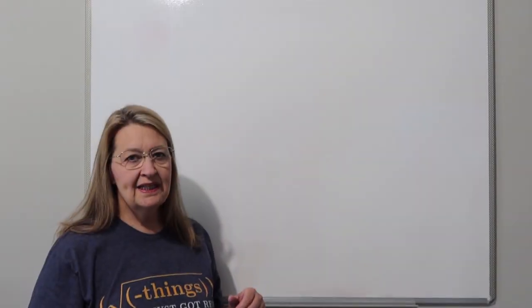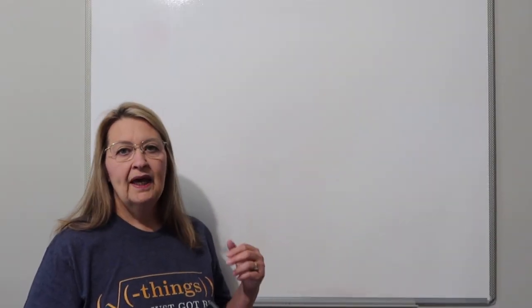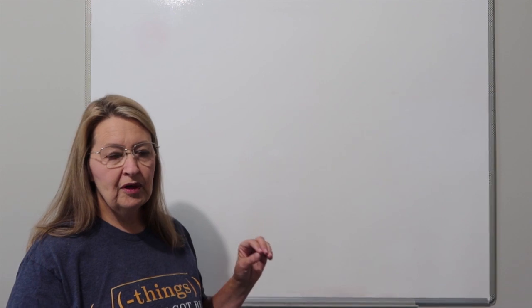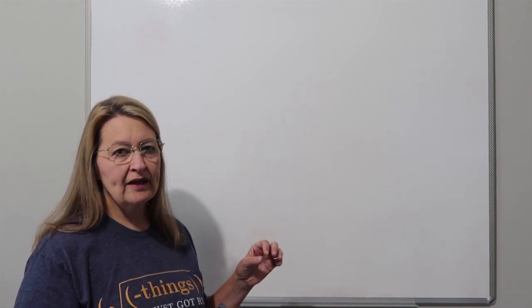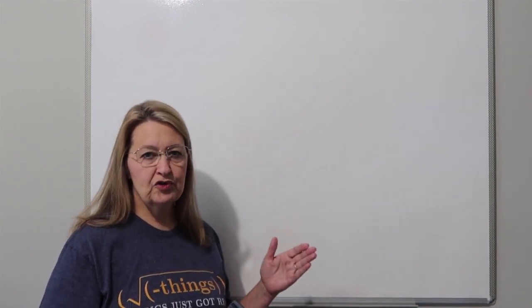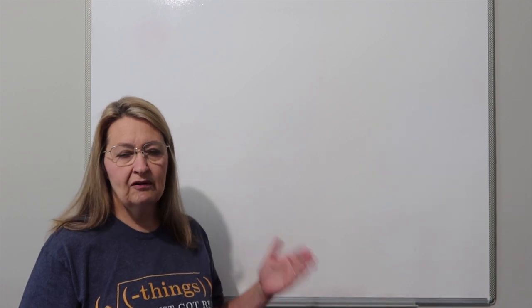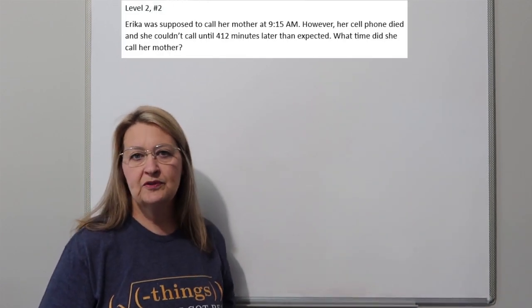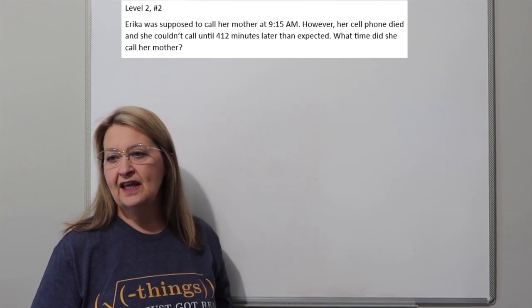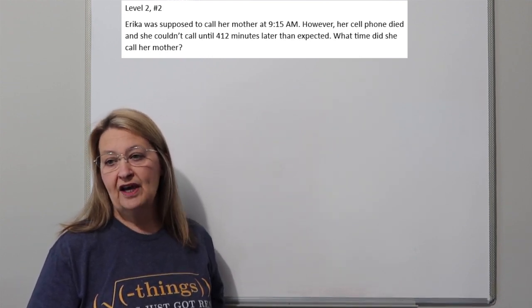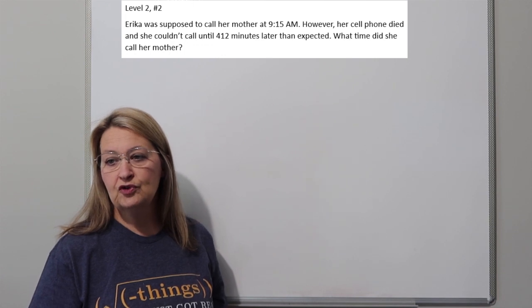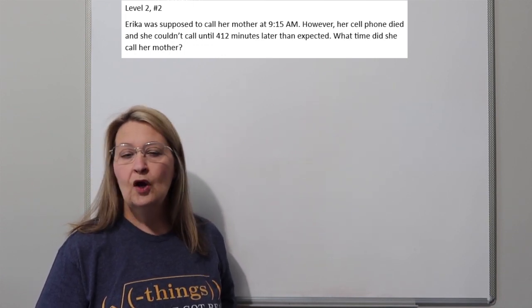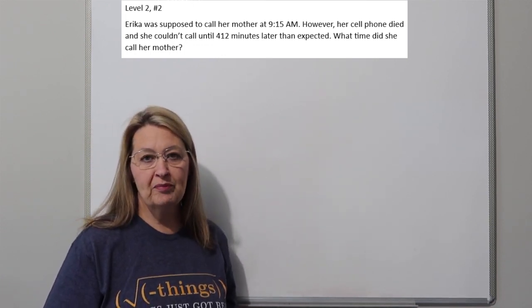We have an ACT-like problem, and this is the level 2 problem, number 2. This would be like the problems found in numbers 20 through 29 on the ACT test. So let's dig in. The problem says Erica was supposed to call her mother at 9:15 a.m. However, her cell phone died and she couldn't call until 412 minutes later than expected. What time did she call her mother?